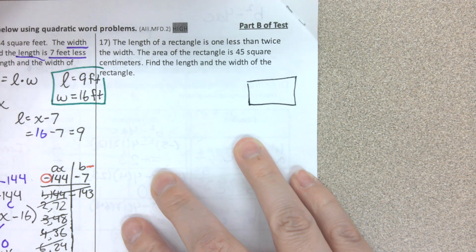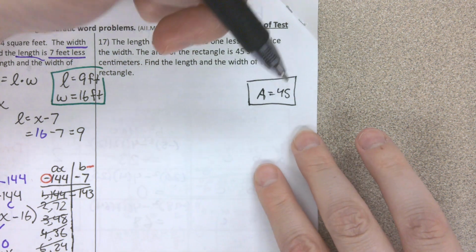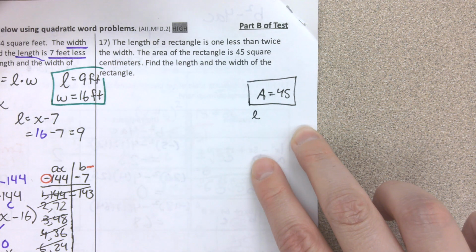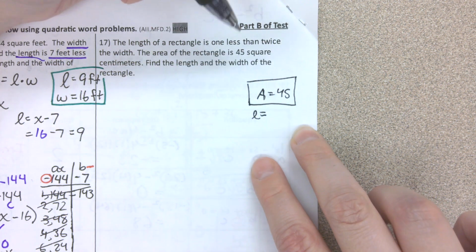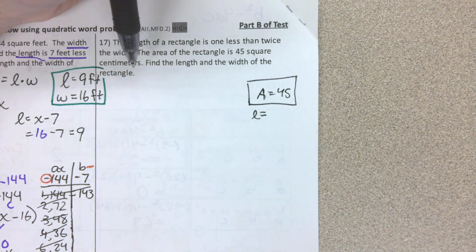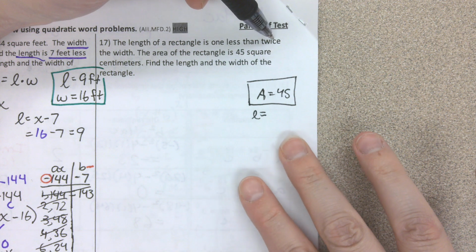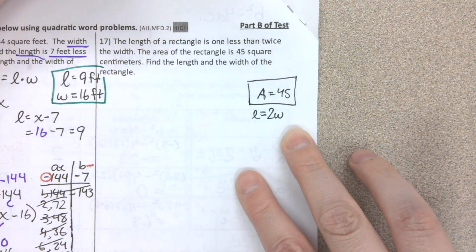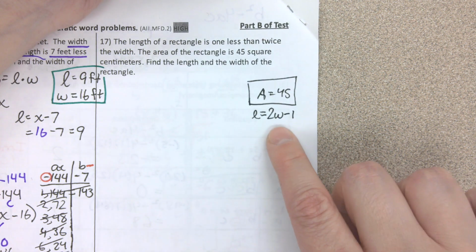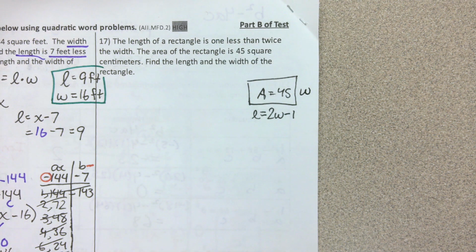We have a rectangle. Area A is 45. We have the length here. The length is 1 less than twice the width. What this means is if I take 2 times the width, so 2w, and I take away 1 from it, 1 less than, minus 1, I will get the length. Width is just going to be width. There's nothing else special about it. It's just w.